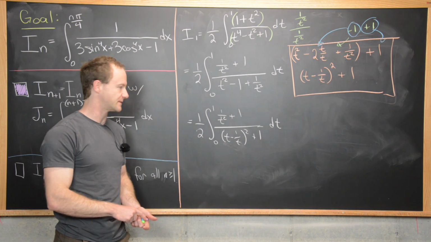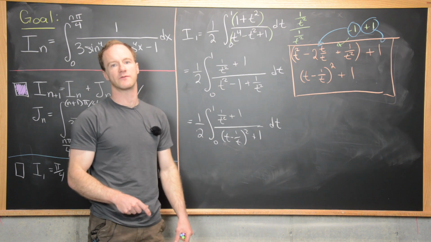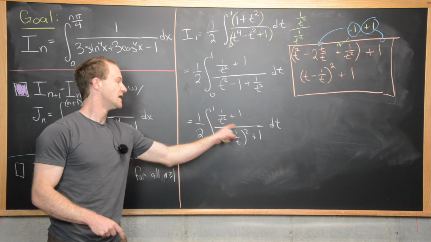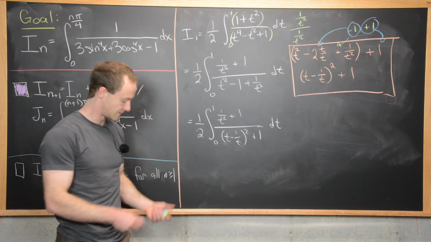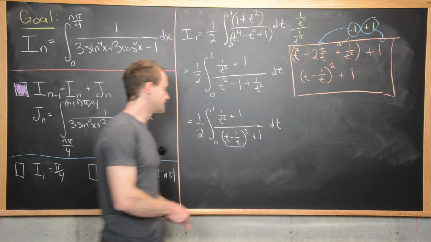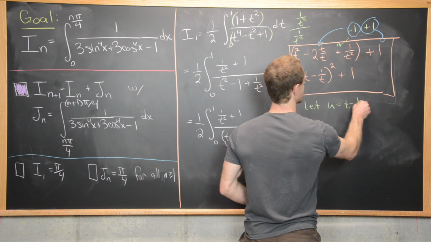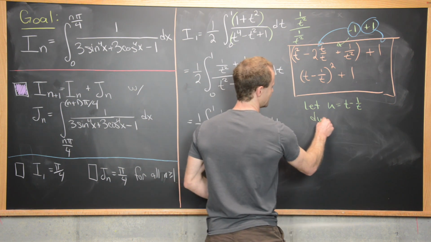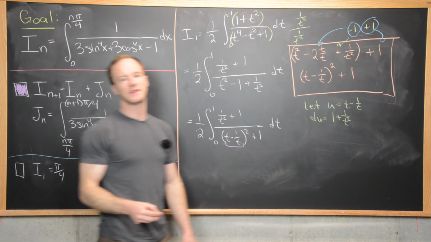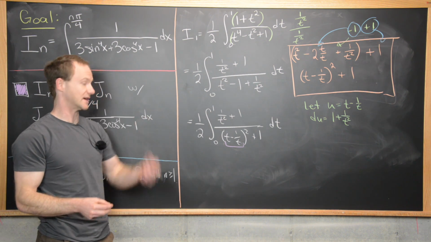Now I want to make another substitution in order to simplify this, and since we went through all of this work of completing the square in the denominator, we're going to substitute for this thing that is squared in the denominator. So in other words, I'm going to take this and set it equal to u. So let's go ahead and let u equal t minus 1 over t, and notice that's going to make du equal to 1 plus 1 over t squared. We can think about that 1 over t as t to the minus 1, so we take the derivative and a new minus sign comes out.